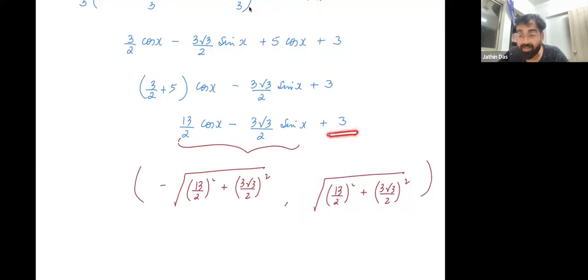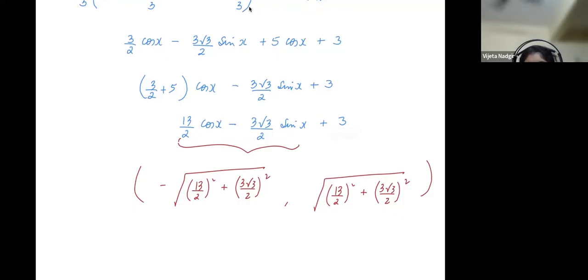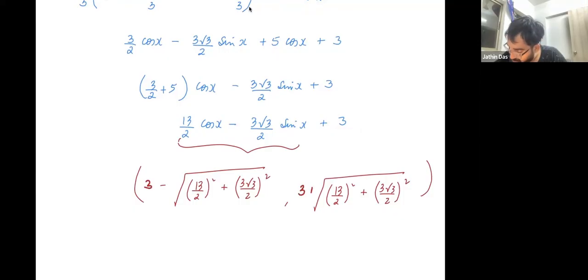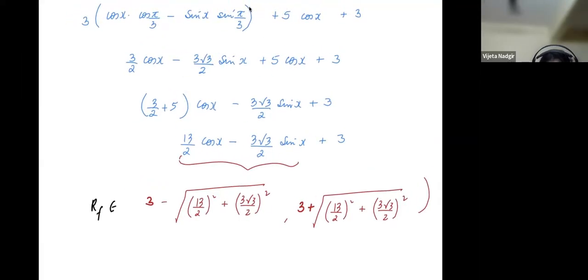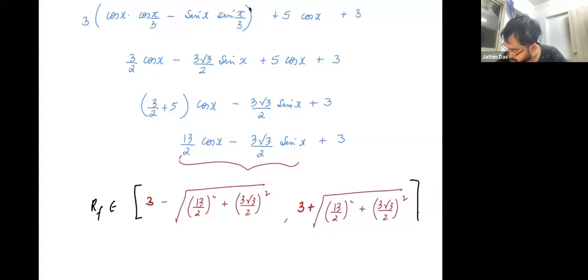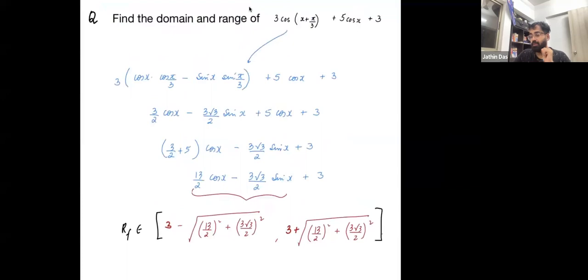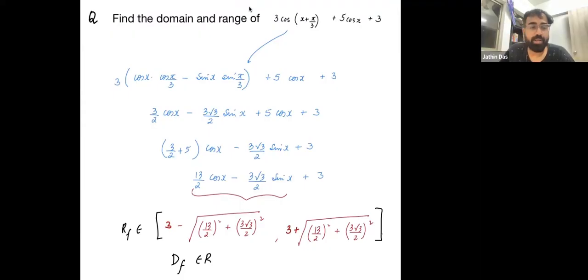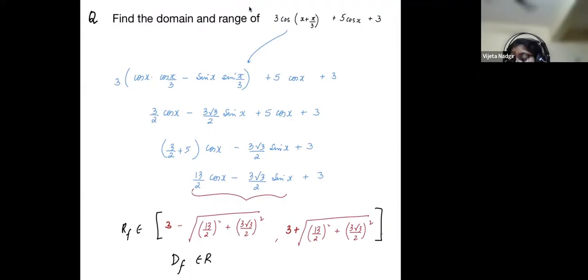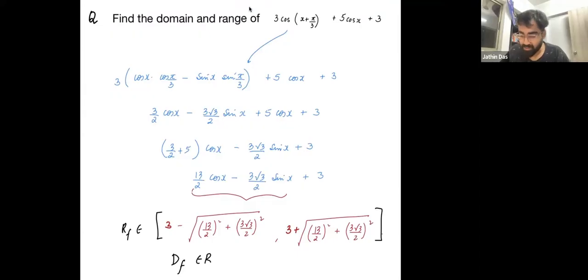But there is an additional 3. So you'll have to add plus 3 and plus 3. That's it. This is the range. And what is the domain? Domain is easy. Domain is real. Any value you can put, no? No zero is happening, there is no problem. Okay, next.